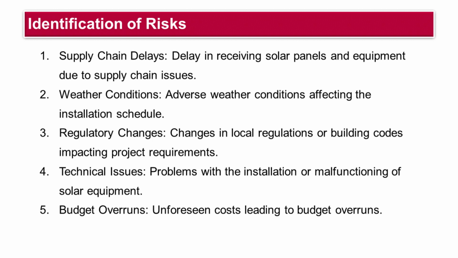In this graphic, we have identified 5 risks. 1. Supply chain delays. Delay in receiving solar panels and equipment due to supply chain issues. 2. Weather conditions. Adverse weather conditions affecting the installation schedule. 3. Regulatory changes. Changes in local regulations or building codes impacting project requirements. 4. Technical issues. Problems with the installation or malfunctioning of solar equipment. 5. Budget overruns. Unforeseen costs leading to budget overruns.